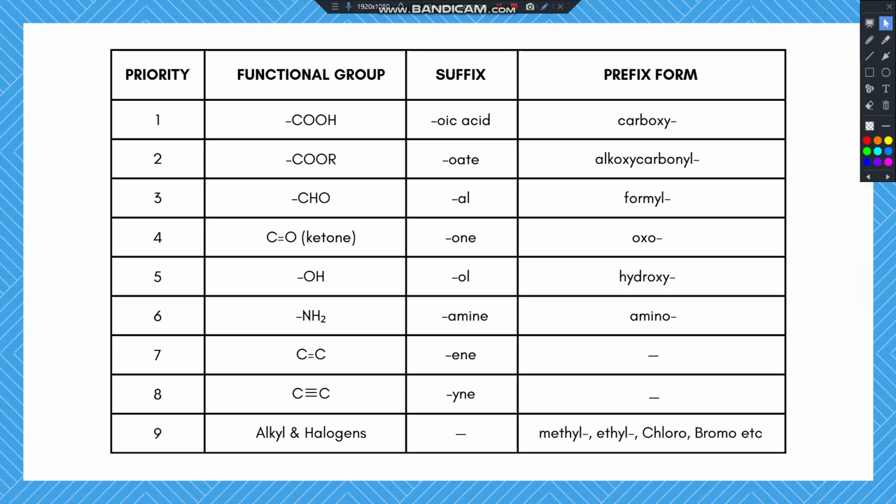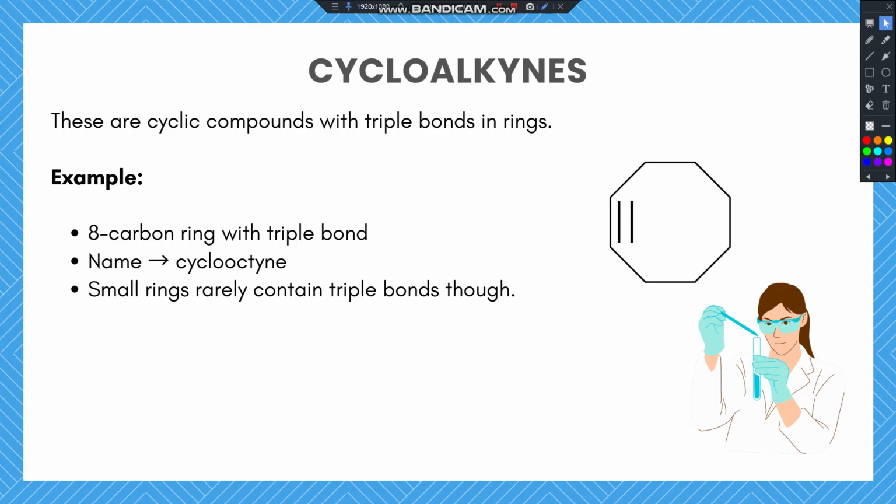Easy peasy. So let's move on to the next set of compounds we have, which is cycloalkynes. Now, cycloalkynes are very rare, but in cases where you have them, they are simply cyclic compounds that have triple bonds in rings. So let's name this compound that we have on the screen right now. The same rule applies. The carbon atoms that contain the triple bonds automatically get to be carbon number 1 and carbon number 2. So I have 1, 2, 3, 4, 5, 6, 7, 8 carbon atoms present in this compound.